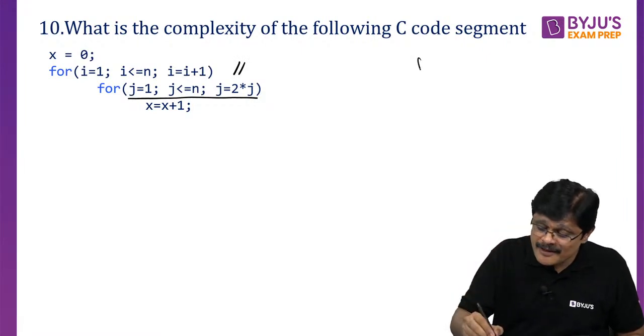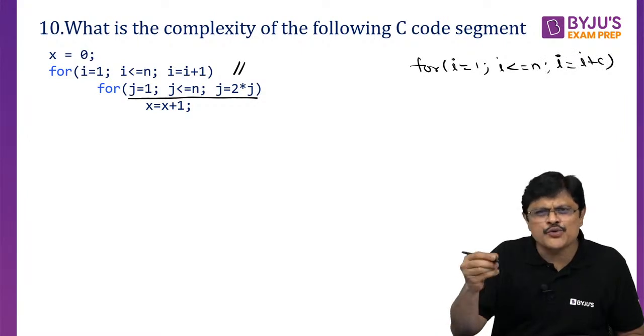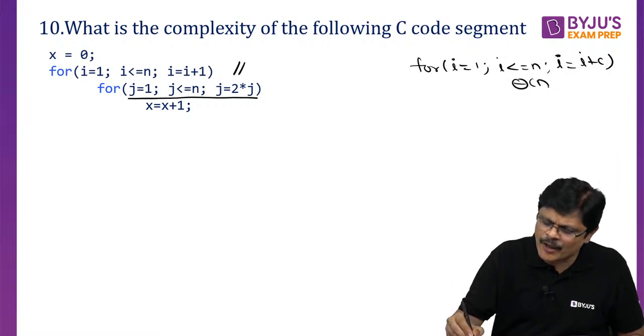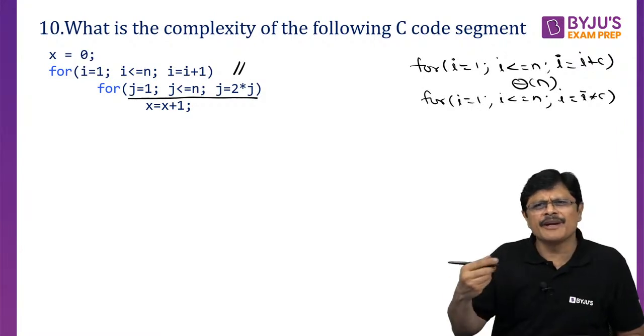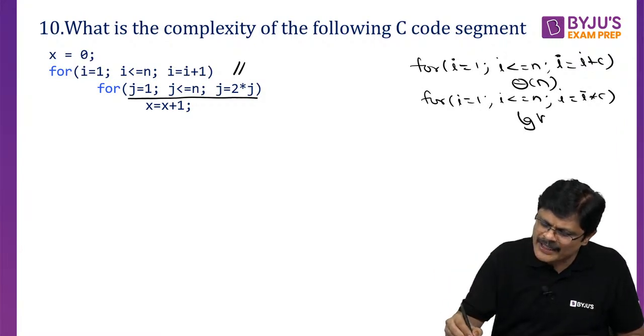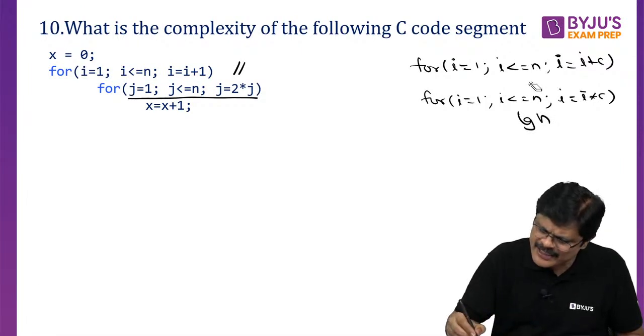Remember the rules. First rule which I gave, I is equal to 1, I less than or equal to n, I is equal to I plus c, I plus 2, I plus 3, whatever it is, theta n or n times. I is equal to 1, I less than or equal to n, I is equal to I into c, 2, 3, whatever it is, log n. These two you should remember. Okay, instead of theta n, what I say is how many times it iterates, let us write down.